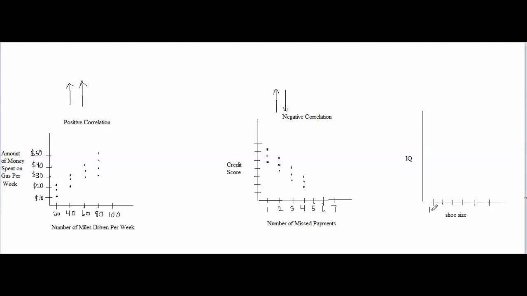Maybe we could start with a shoe size of 10 and then maybe 10.5. Let's say that 10 is the lowest possible shoe size.